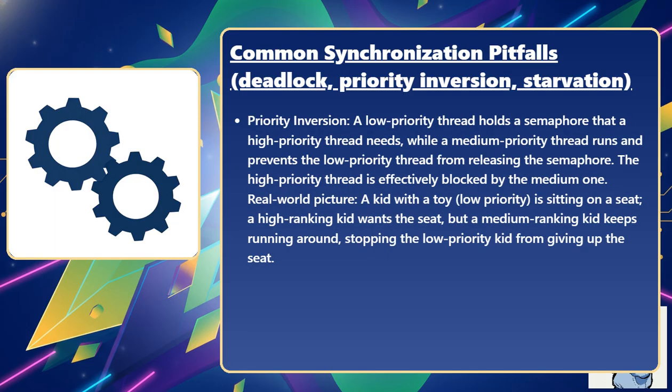Priority inversion: a low priority thread holds a semaphore that a high priority thread needs, while a medium priority thread runs and prevents the low priority thread from releasing the semaphore. The high priority thread is effectively blocked by the medium one. Real-world: picture a kid with a toy. Low priority is sitting on a seat. A high-ranking kid wants the seat, but a medium-ranking kid keeps running around, stopping the low-priority kid from giving up the seat.